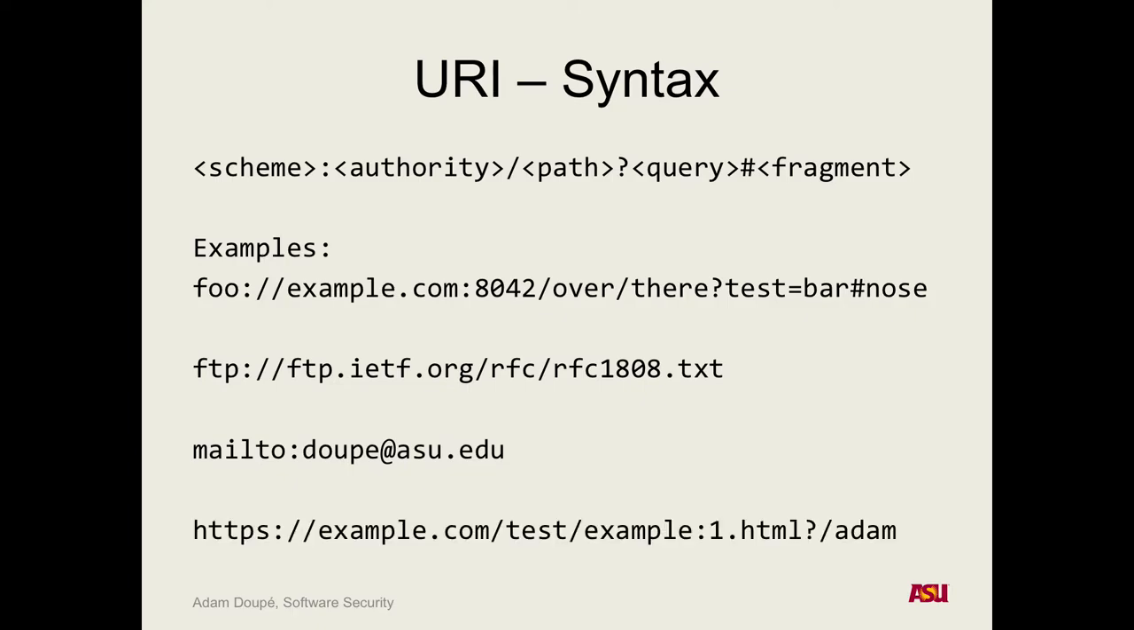Other cool things with HTTPS. So why does this look weird? Is it valid? What is the scheme? What's the authority? Example.com or /example.com? The path? How come this isn't the scheme? Or how come, of the authority, how come this isn't the host name? How come the host name is example.com/test/example and then the port is :1.html? Question mark. And then the path is /Adam.